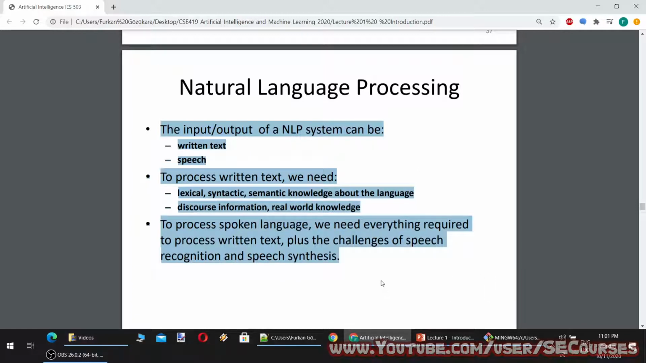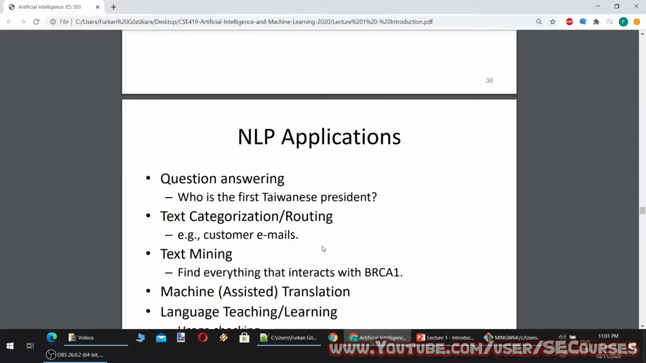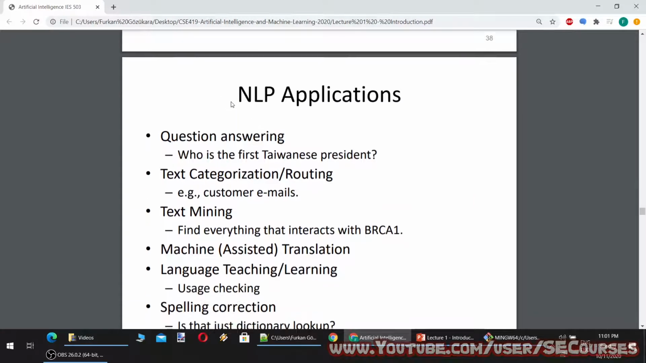The input-output of an NLP system can be written text or speech. To process written text, we need lexical, syntactic, semantic knowledge about the language, discourse information, and real-world knowledge. To process spoken language, we need everything required to process written text, plus the challenges of speech recognition and speech synthesis. Okay, NLP applications.